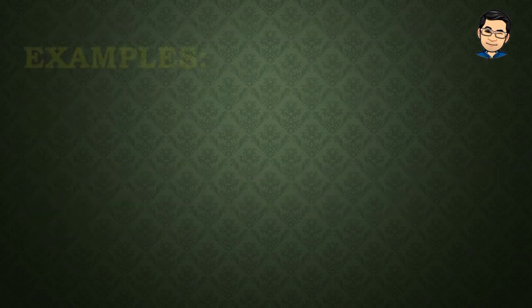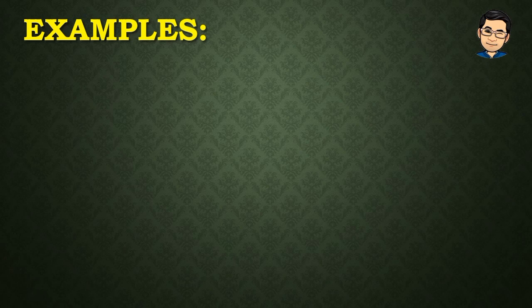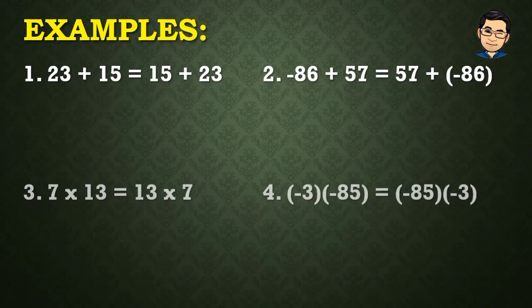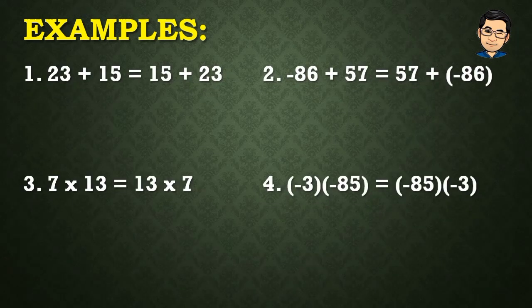Let's have examples for the commutative property. Ipapakita ko sa inyo na kahit magbago yung order ng addends, factors, hindi naman magbabago yung sum and product. Number 1, 23 plus 15 is equal to 15 plus 23. If we add 23 and 15, that is 38, equals 38. Negative 86 plus 57, that is negative 29. 57 plus negative 86, that is negative 29 also.